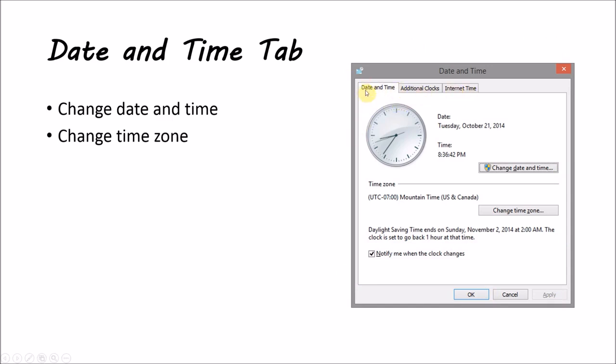The first tab is called date and time. In this tab you can change the date and time by clicking this button, and you will be presented with a clock and a calendar where you can actually select the date and time. You can also click this button here and change your time zone.